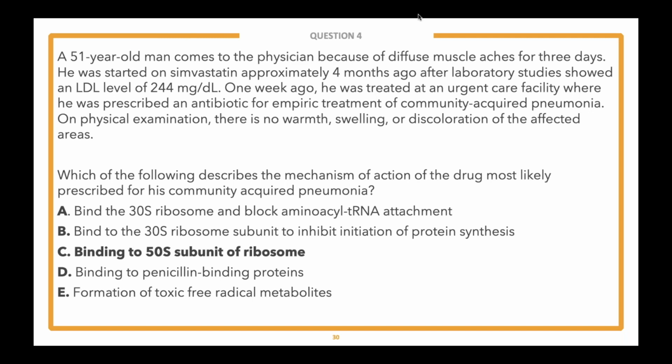And then we've got a few details of his medical history. Number one, that he's been on a statin for the last about 4 months for hypercholesterolemia. So he's been on simvastatin. And then number two, that just recently, a week ago, he started a new antibiotic for community-acquired pneumonia.